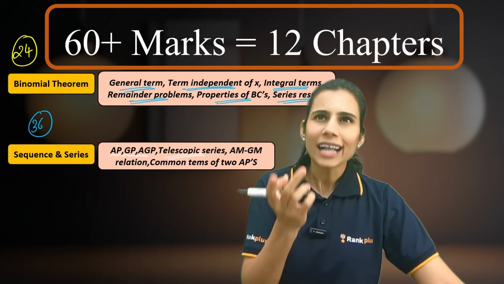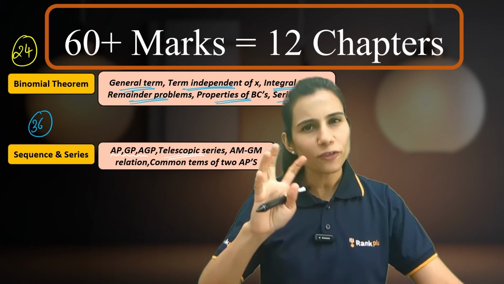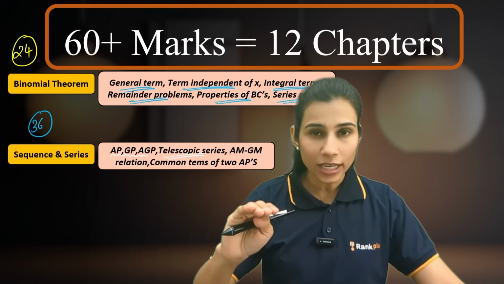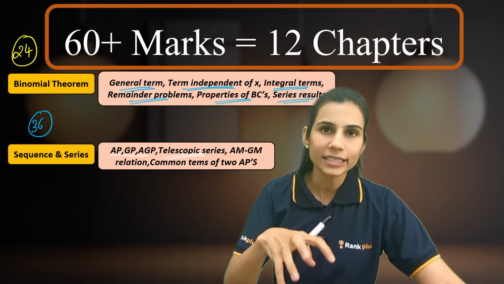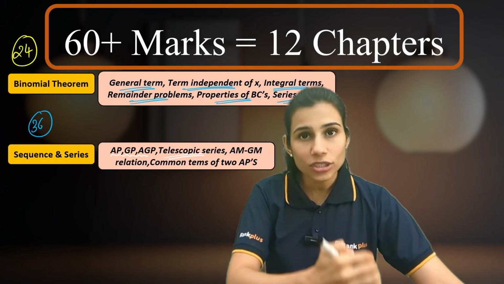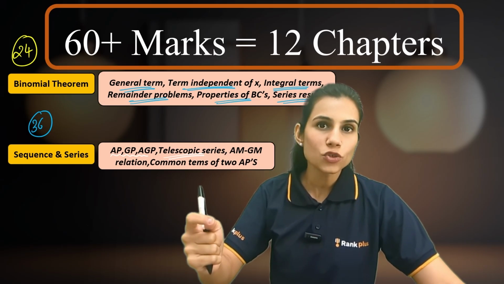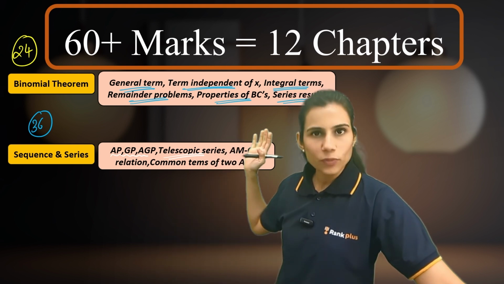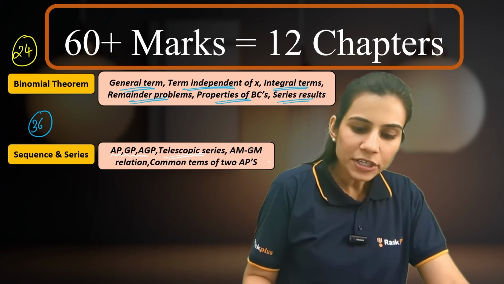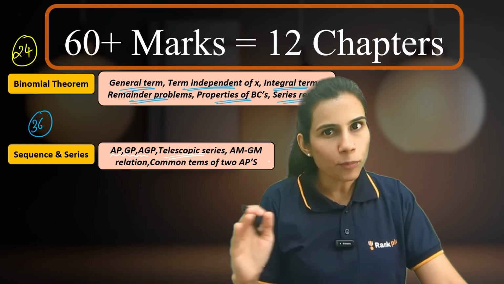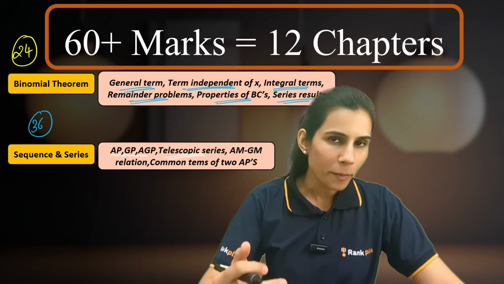AM-GM relationship, kind of it's losing the trend right now, but of course to have an idea about it, not a harm at all, because AM-GM inequality or AM-GM relationship, the condition upon which it is true, all of this also is involved in solving questions from calculus. So might as well study it. Then common terms of two APs. Very important again. How do you calculate the common difference as well?